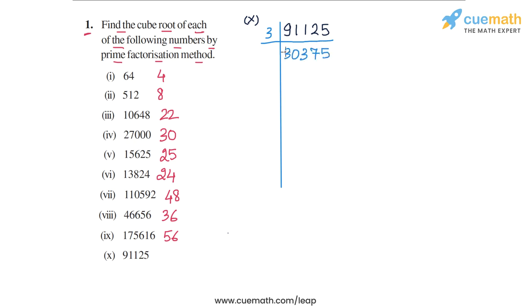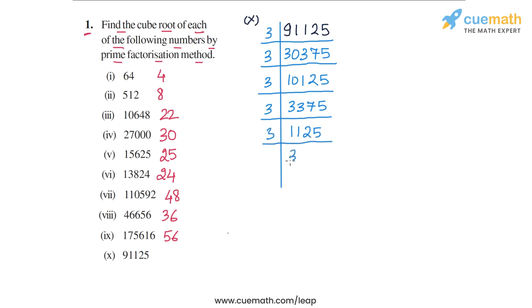30,375. This is still a multiple of 3, so we can take out another 3, and that will give us 10,125. This is still a multiple of 3, so we take out a 3 again, and that will give us 3,375. We can take out a 3 again, and that will give us 1,125. And then we can take out a 3 again, and that will give us 375. And we can take out another 3, and that will give us 125. Now I'm going to continue the prime factorization process on the right side.